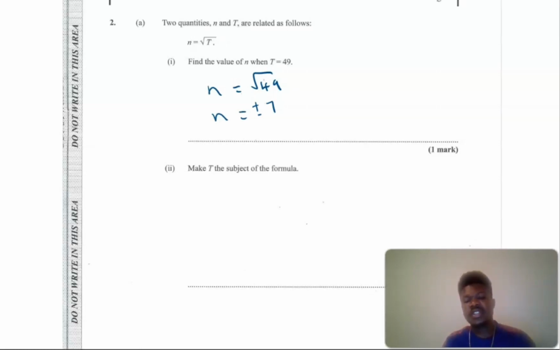and say make t the subject of the formula. Again, we're trying to make t by itself, so we're eliminating everything around it. The only thing affecting it in this situation is the square root, and the opposite of the square root is the square. So first write back both of them, and then we're going to square both sides to get rid of the square root. So we're going to have n squared is equal to t, and now t is the subject. We can switch it and put t equal n squared. It's all up to you.